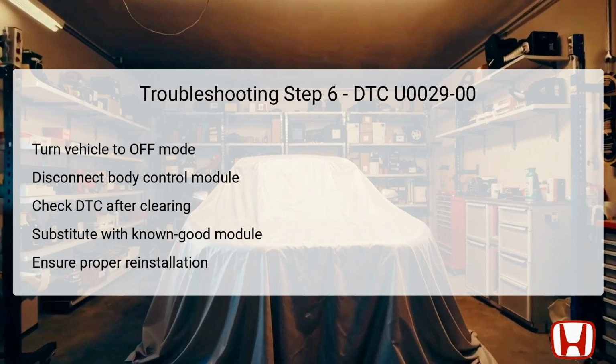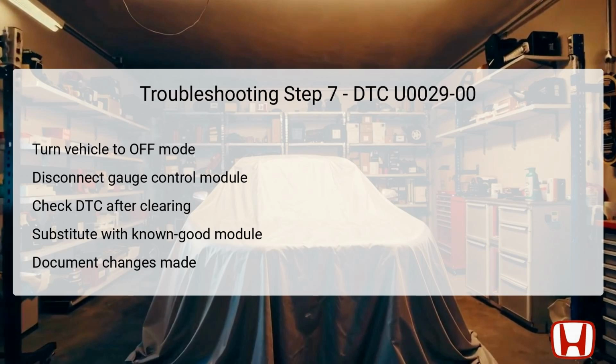If DTC U0029-00 is still indicated, it may indicate a fault in the body control module, requiring substitution with a known good module to ascertain resolution of the issue. The seventh step is focusing on the gauge control module. Start by putting the vehicle in the off-lock mode to ensure safety. Disconnect the gauge control module connector A, which is a 32-pin connector pivotal for its operations.